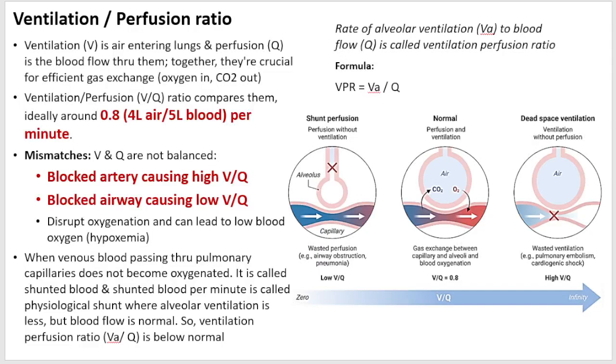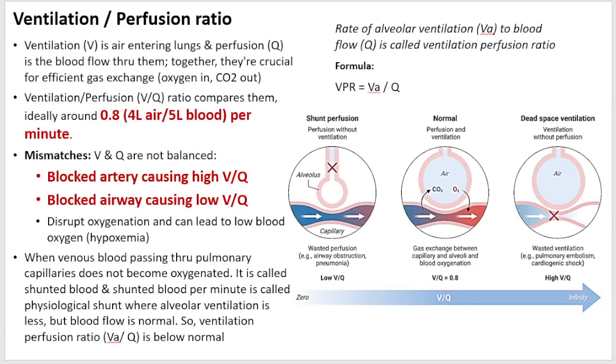Let's explore the concept of ventilation-perfusion ratio, which is called VQ ratio. It is the key for gas exchange. Ventilation means the air reaching the alveoli. Perfusion is blood flow within the pulmonary capillaries. Ideally, the ratio is approximately 0.8, meaning 4 liters of air and 5 liters of blood per minute are interacting. In the normal case, air enters the alveolus, blood flows through the capillary, and exchange is efficient, meaning ideal VQ match, and 0.8 VQ ratio is maintained.